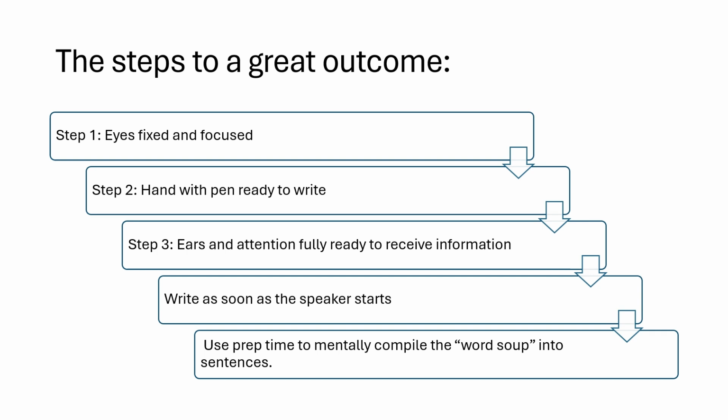The first thing is, where are your eyes? Your eyes need to be fixed and focused on what you will be writing. Your hand with a pen needs to be ready to write. Your ears and your attention are fully ready to receive the information. As soon as the speaker starts speaking, you start writing. Again, I know you're going to ask me, what do I write, Rena? You don't get it. You speak English as a native speaker. You don't get it. Trust me, I do. This question type is difficult for all types of English speakers. Alright? You will then use the prep time to mentally compile the word soup into sentences.